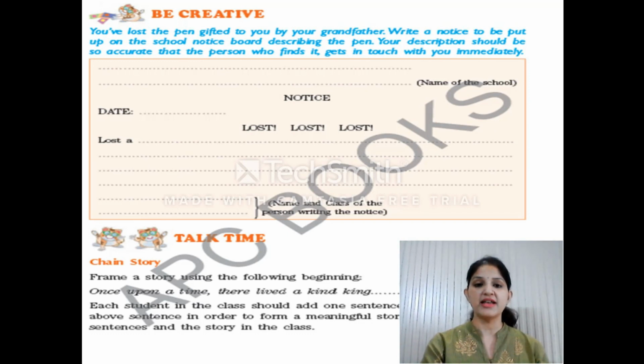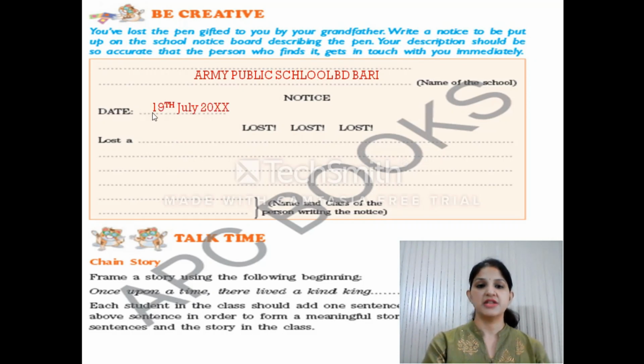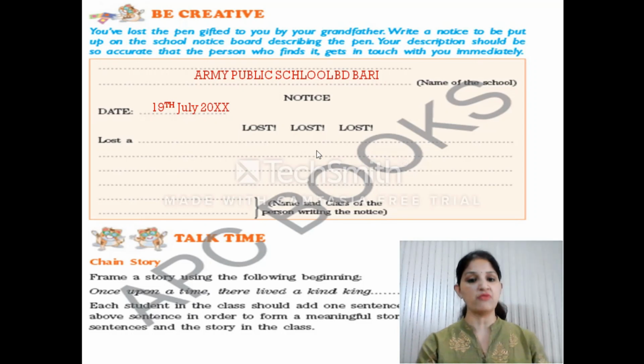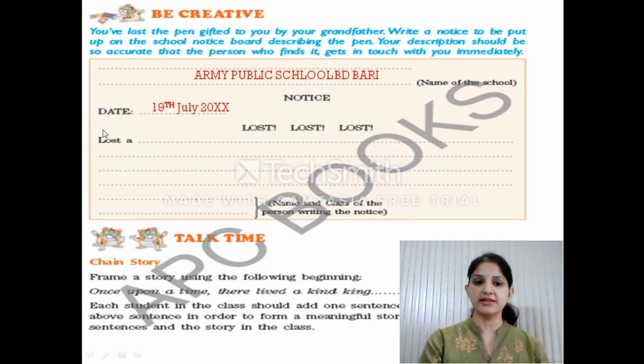First of all, we write the name of the school on the top in capital letters, then the notice and then the date, and the format of date is day, month and year. It can also be written as month first and then date and the year. Then a catchy note like lost, lost, lost, and if you have found something you can write found, found, found. Here the word is given to you to start. So we will start like this.